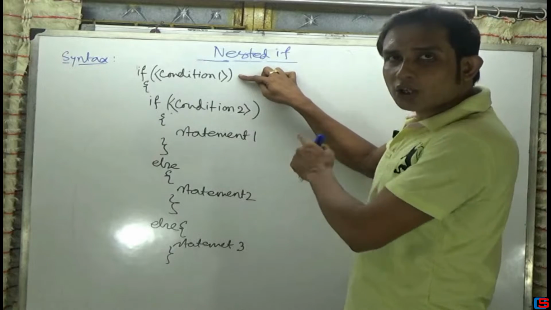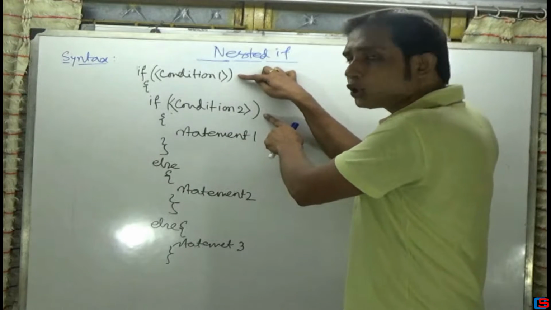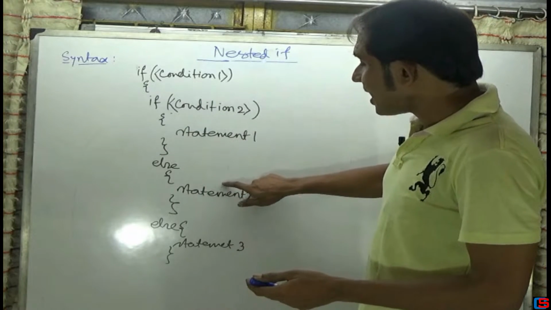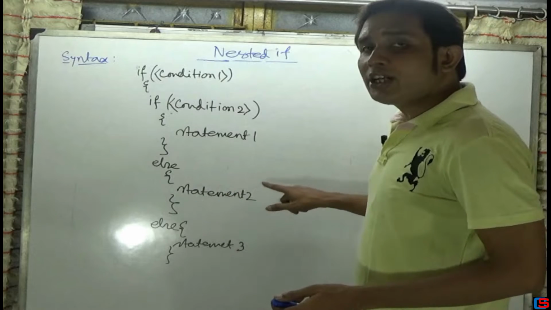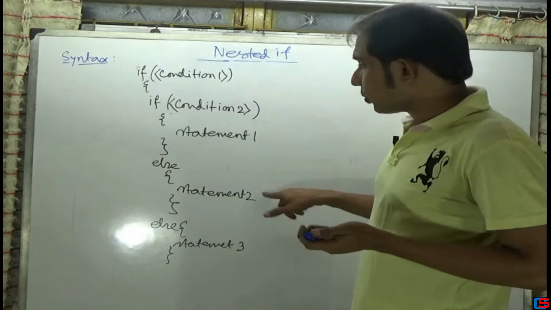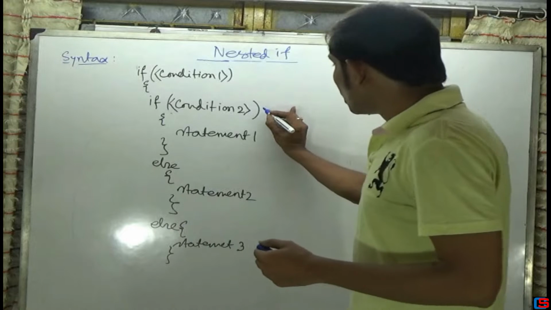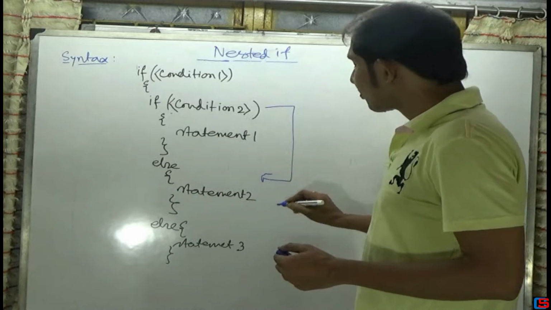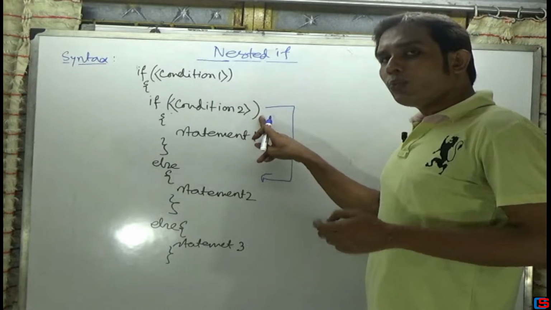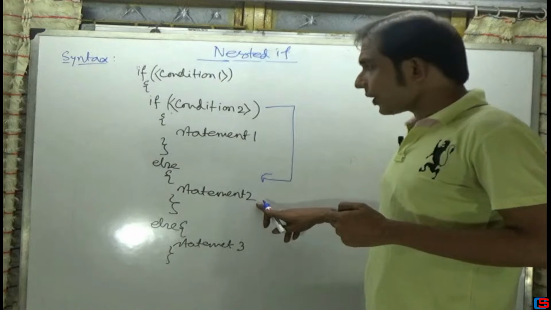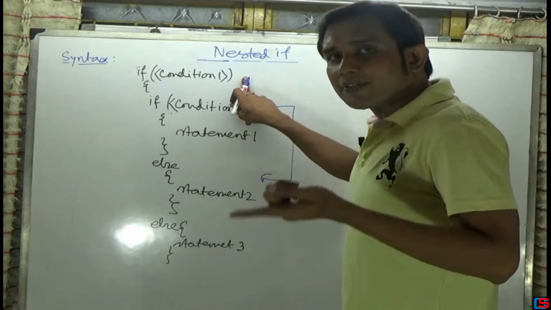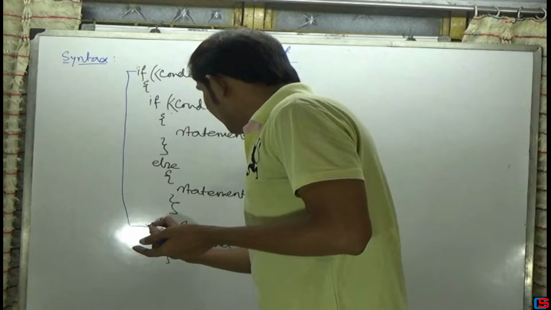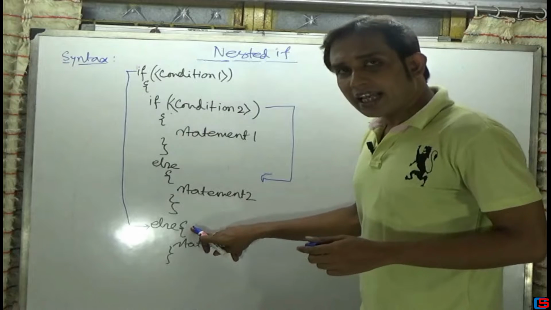Suppose condition 1 becomes true but condition 2 becomes false. This time the control goes to this else block and statement 2 is going to execute. So if condition 2 becomes false, then the control goes to this else block, which means statement 2 is going to execute, and if condition 1 becomes false, then the control goes to this portion, that means this else block.